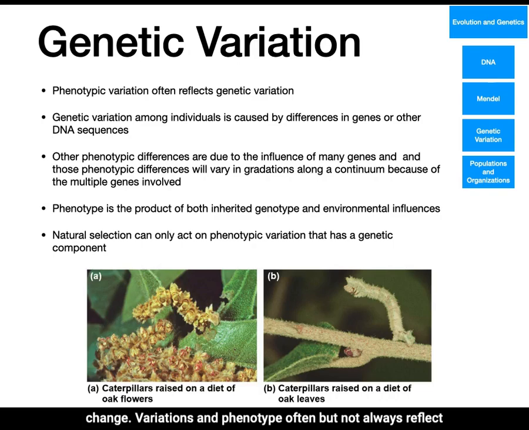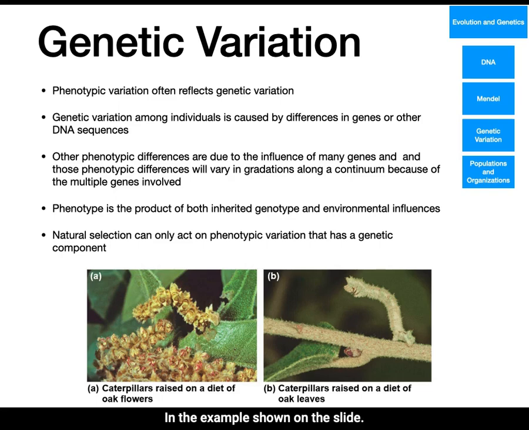Variations in phenotype often, but not always, reflect variations in genetics, which is caused in individuals by changes in their DNA sequences. Differences in phenotype could be due to differences in environmental factors or influences of several genes. So some genetic variance does not generate phenotypic variance.